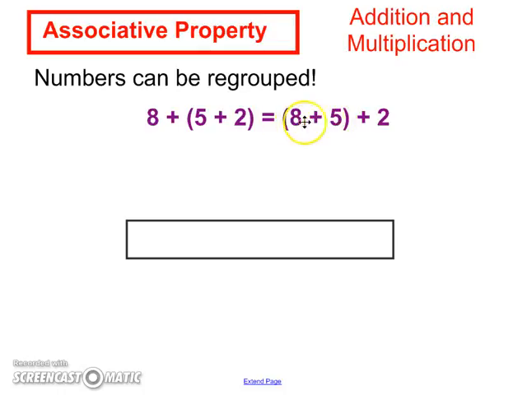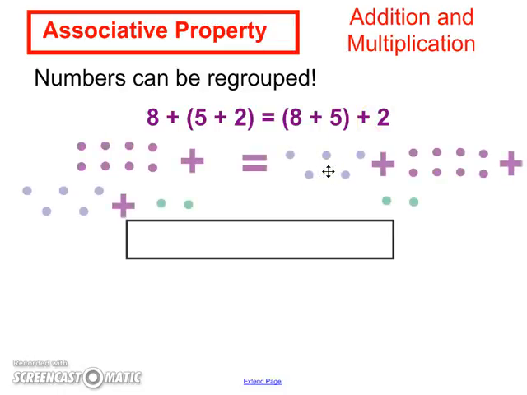Or I can go 8 plus 5 first. 8 plus 5 is 13, and then plus 2 is 15. Sorry, I messed it up twice. 13 plus 2 is 15.